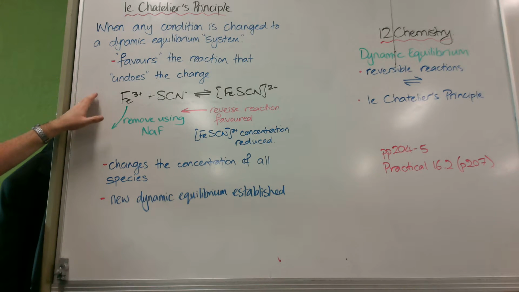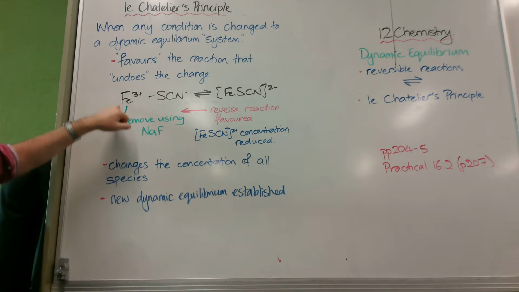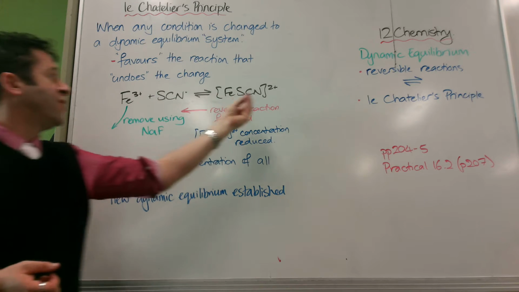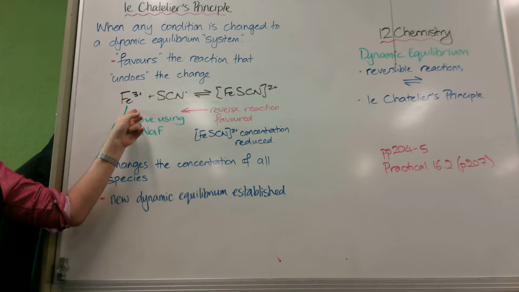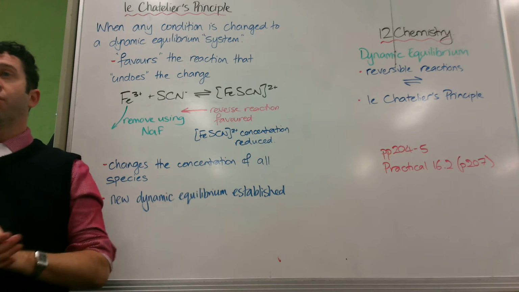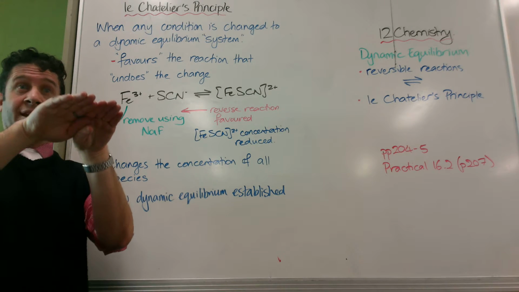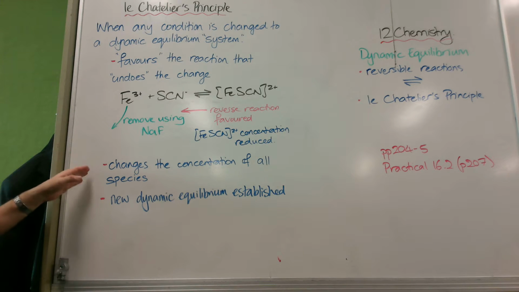Le Chatelier's principle, though, the way to apply it for what you did before it fully decolorised, was to say that you removed some of the iron(III) by using sodium fluoride, which favoured the reverse reaction to try to recover some of that concentration, to bring it back up, and in doing so it reduced the concentration of this complex ion, which should have made the blood red colour fade. Okay. So what happened in there?